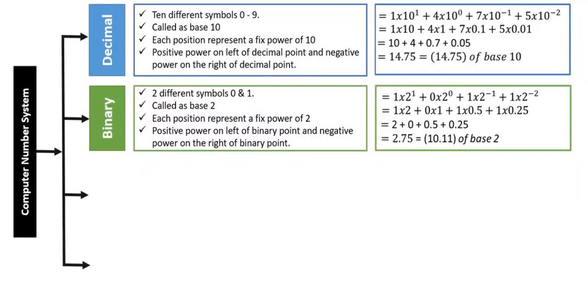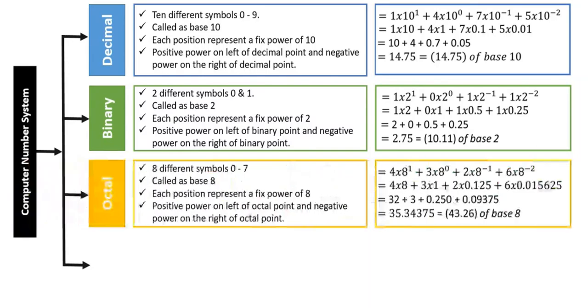Each position represents a fixed power of 2, and again on the left hand side of the binary point the power is positive and on the right hand side it is negative. In the example, 10.11 which is a binary number is represented as 1 into 2 to the power 1 plus 0 into 2 to the power 0 plus 1 into 2 to the power minus 1 plus 1 into 2 to the power minus 2. Evaluating this, you will get 2.75, which is the decimal equivalent of this binary number. That means if I enter 2.75 through my keyboard, it will be converted into binary, that is 10.11, and then sent to the computer processor.